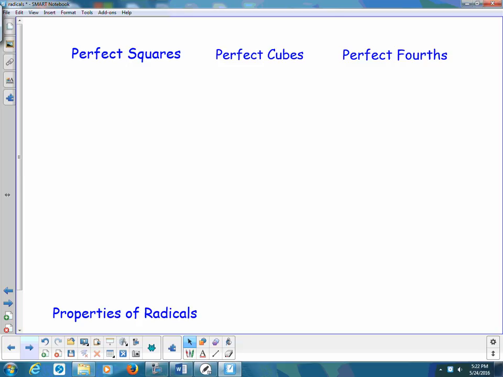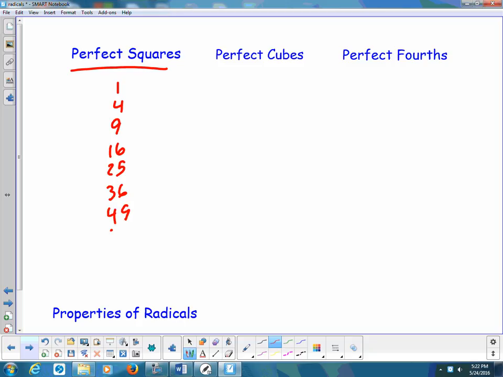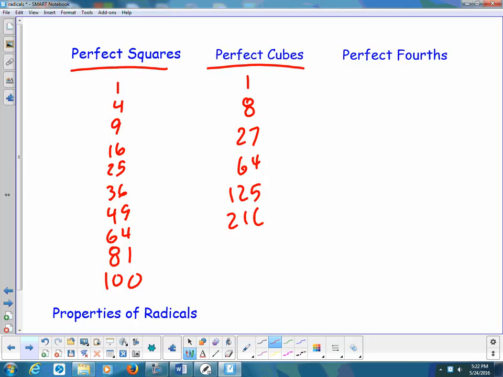All right, so it might be helpful to have a list of perfect squares, cubes, fourths as we are going on in this video. So for your perfect squares, 1 squared is 1, 2 squared is 4, 3 squared is 9, and so on. So we can build up this little list of perfect squares for us. All right, and perfect cubes, well, 1 cubed is 1, 2 cubed is 8, 3 cubed is 27, 4 cubed is 64, 5 cubed is 125, so on.